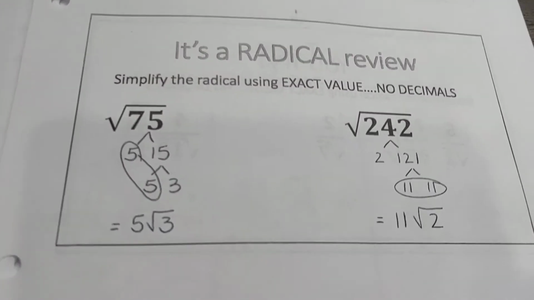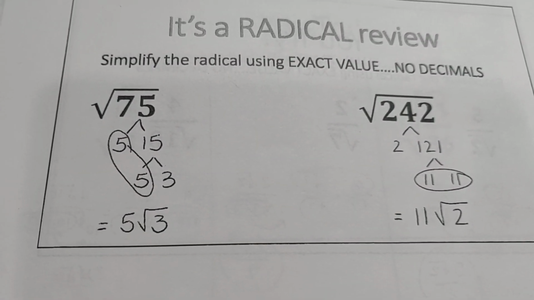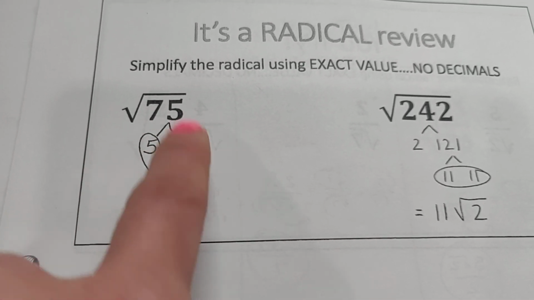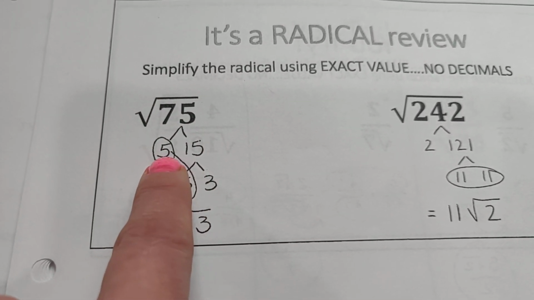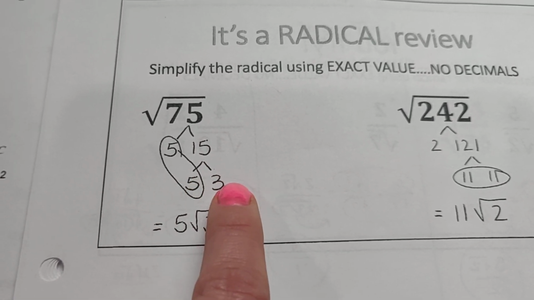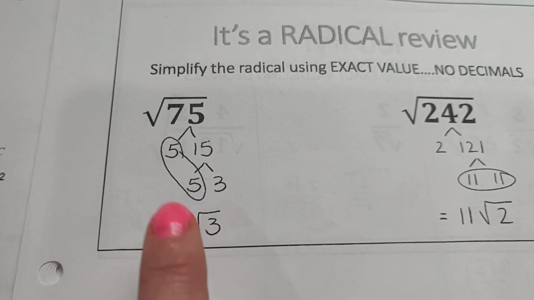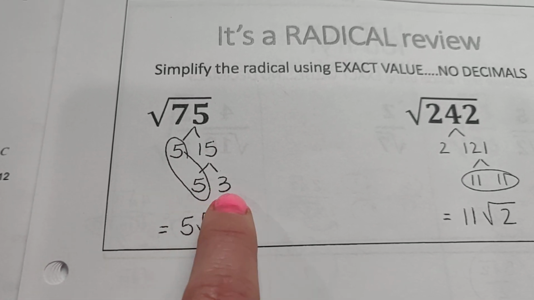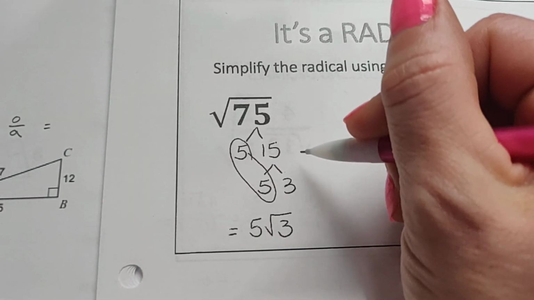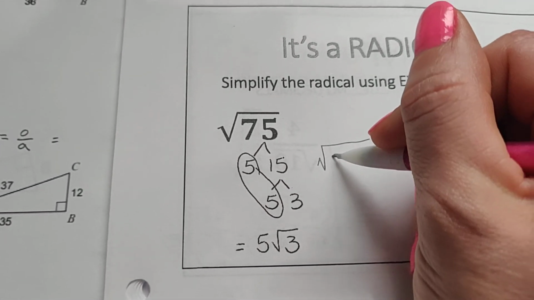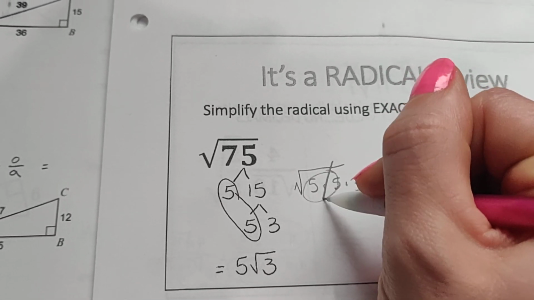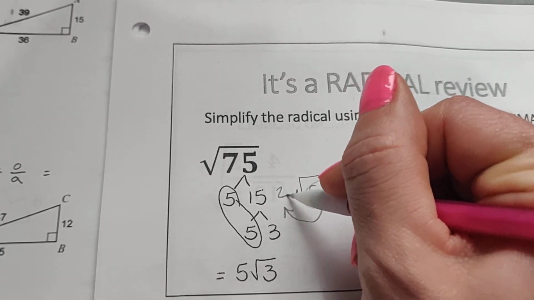So what I did was I took each of those numbers and I simplified. I made a factor tree and figured out what times what gives you 75. But since 5 is a prime number, 15 can break up a little further into 5 times 3. 5 times 3 is 15. So then I'm looking at each of my prime factors, and I know that if I have the square root of 5 times 3, I look for a pair that's the same. They're going to cancel out and move outside the square root.